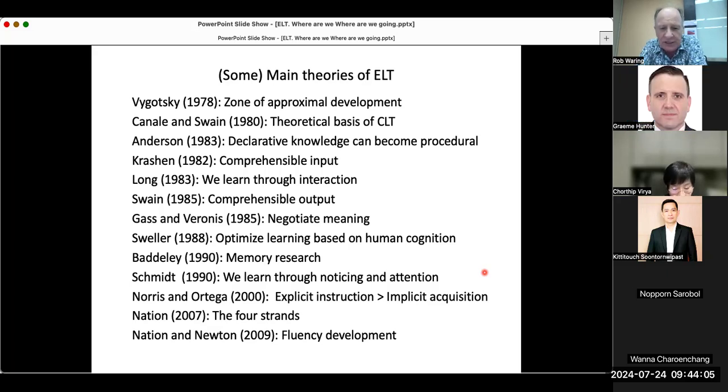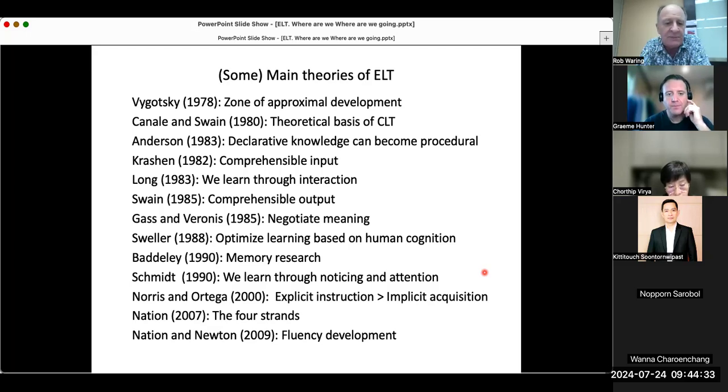Sweller looked at how we need to take the benefits of human cognition, the aspects of human cognition in terms of memory and memory structures, and bring them into the learning. Alan Baddeley then did a lot of work on memory research. And Schmidt took that on to show that noticing and paying attention to various things is critically important when we are looking at language learning.